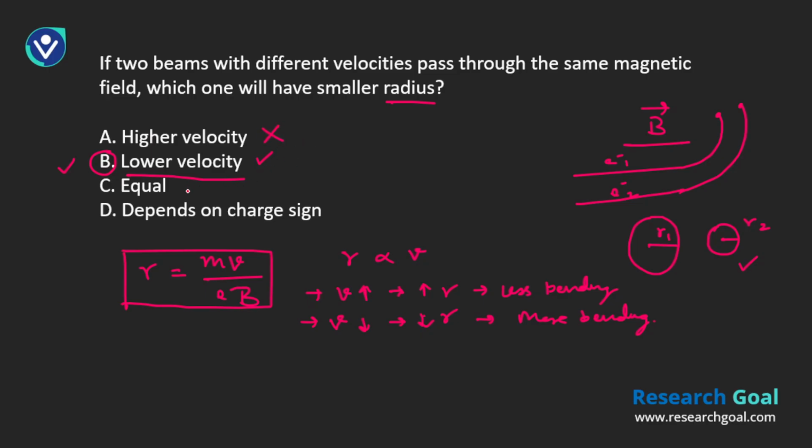Equal velocity: we have already discussed that, so this option is also not correct. Depends on charge sign: charge affects the direction of bending, not the magnitude of the radius. So that option is also not correct, because when there is charge, it's going to affect the direction of bending. So direction is affected, not the magnitude of the radius, right? So this is also incorrect. That is why we have the correct option, which is lower velocity.